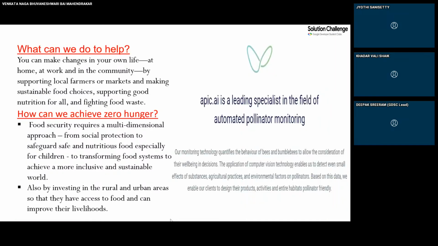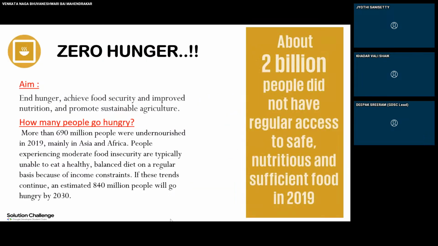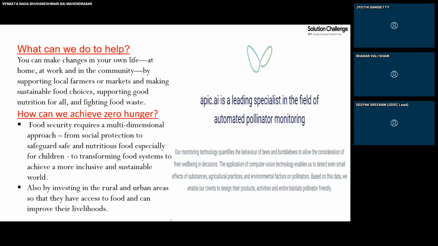So what can we do? To help, you have to make changes in your own life at home. If you take your home, we are all wasting food. If you decrease wasting food at home, then automatically you will decrease wasting food at work and in the community. The change will start from you, and the food is not wasted, and maybe some poor people will use it by some means. Everything is interlinked here. So to help, make changes in your own life, at home, at work, or in the community.